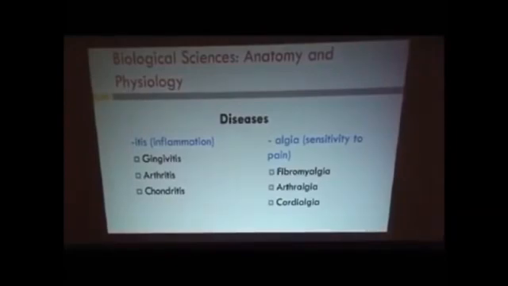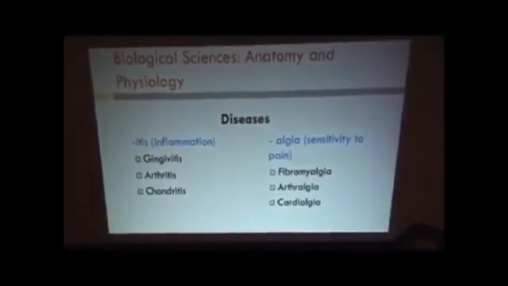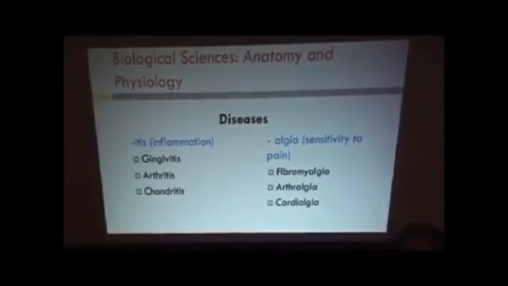And then if I have algia, that refers to sensitivity to pain. Fibromyalgia: fibra is the fiber tissue, so it's the tissue, and myo refers to the muscles. So it's a sensitivity to pain in your tissues and your muscles.